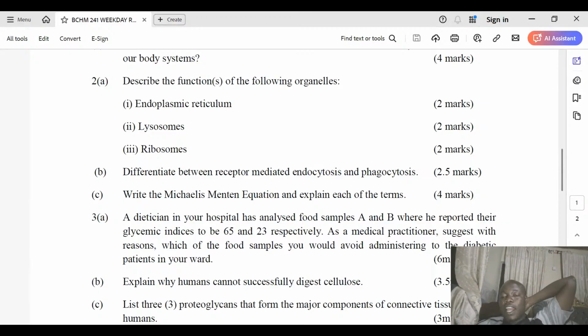Excellent, because they lack cellulase. So cellulase is the enzyme that digests cellulose. We don't have that enzyme, and that is why we cannot digest cellulose. Rather, there are some microorganisms that we have in our body. We call them intestinal microorganisms. They are the ones that assist us in digesting the carbohydrate, which is the cellulose.